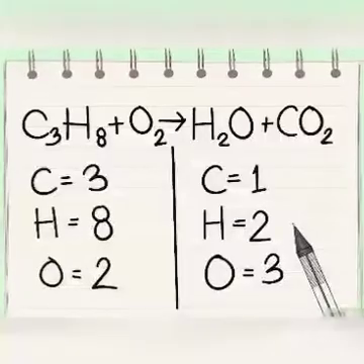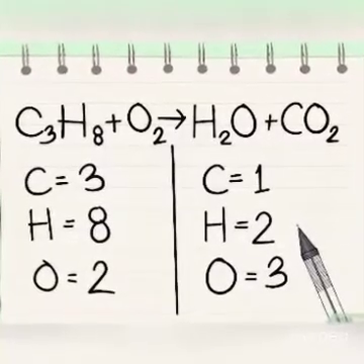Step 2. Write down the given atoms per element. You have to do it for each side of the equation. You can also look for the subscript to find the number of atoms of the element.